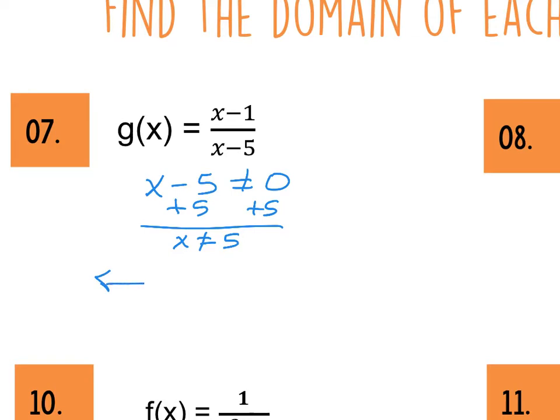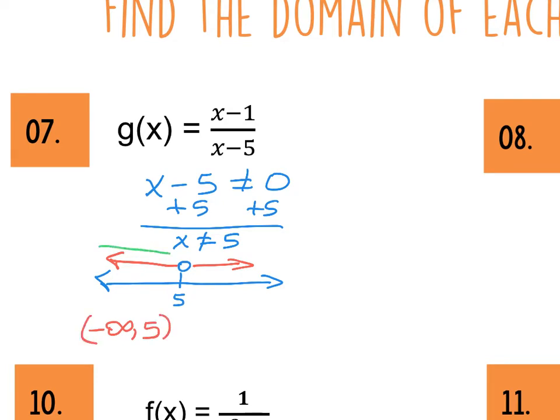So again, if you want to see it on your number line, where the 5 is a hole, but then it's everything else. So this would be from negative infinity up to the 5. It comes along here, hits that 5, jumps over it, and then it keeps going. So the hole is the U, and then it starts up again on the other side of 5, and then it keeps going to infinity.